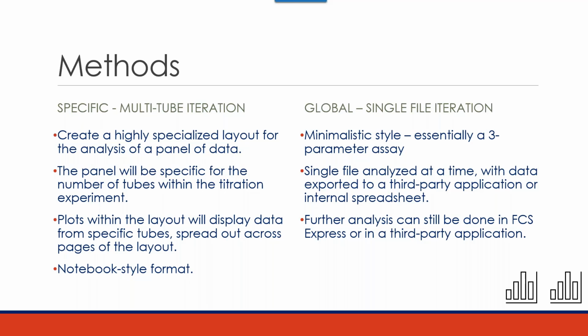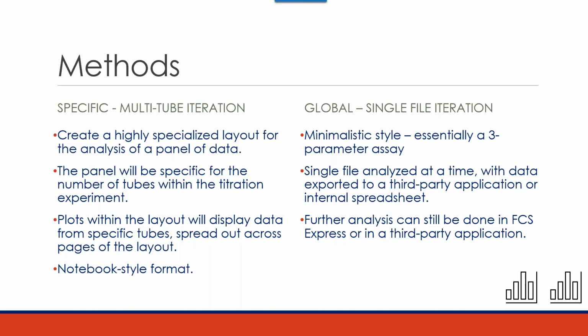However, as with anything, there's always two sides to that coin, right? Especially when it comes to methods of how you can analyze this data. The way we look at it is you can either make a layout that's specific for a particular application. In this case, you have a multi-tube iteration that you can analyze within a particular layout, whether it's a 5-tube layout, a 6-tube layout, a 7-tube layout. And then you can use FCS Express to package all the analysis that's done for that group of data.